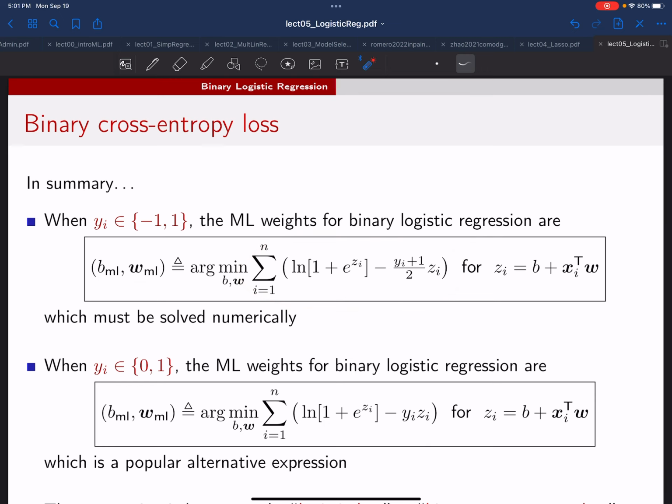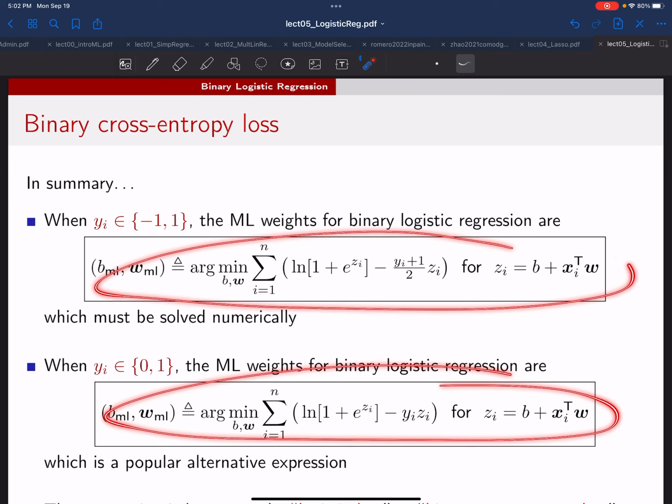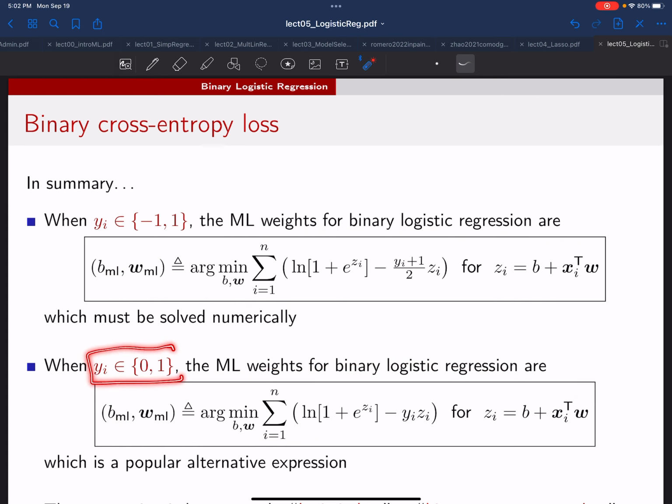If we would have redone this derivation for another very common choice of labels, 0 and 1, you would find that a couple details change. Actually, the only detail change is that this turns into just y_i. So sometimes when you look at one source or another, you might see this or you might see this. It's really just a matter of the choice that was made on how those training labels are coded.